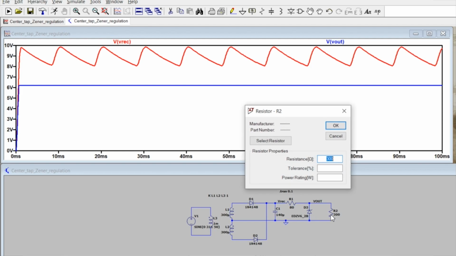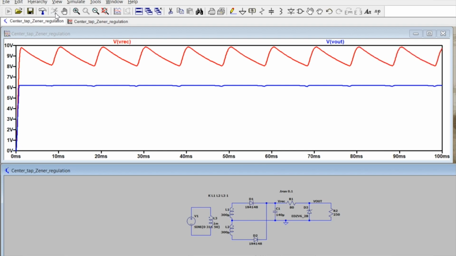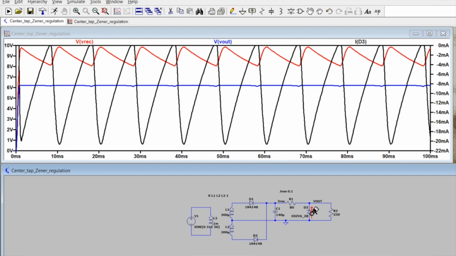Now if I make this one smaller, 250 maybe, so my value is around 278, you can see that this diode is now out of the breakdown region. Especially at lower values, it's not going into the breakdown region. When the rectified output is at its minimum value, it is going out of the breakdown region. You can plot the current again, and you can see that during this region my Zener current is becoming almost zero. That means it is going out of the breakdown region.